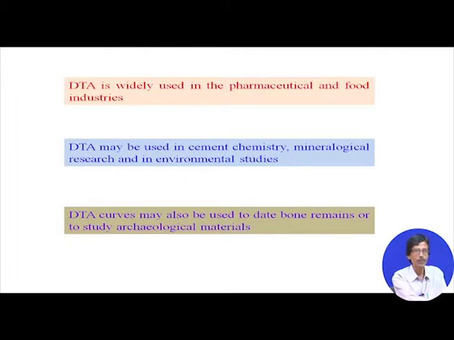So, if any unknown material is in your hand, we can always use two important techniques. One is your IR instrument, use of IR instrument for IR spectroscopic study, and then we can use the corresponding TG and the DTA plot for all these studies.